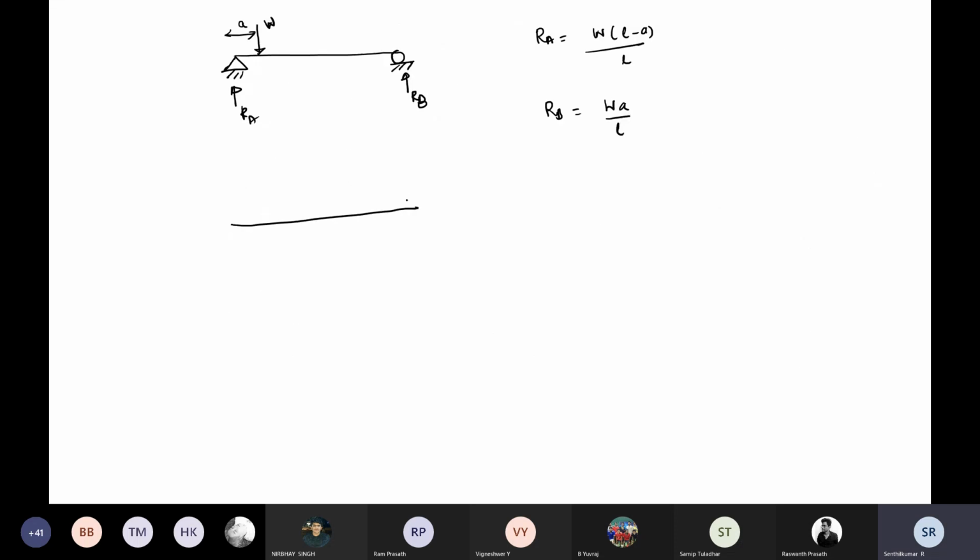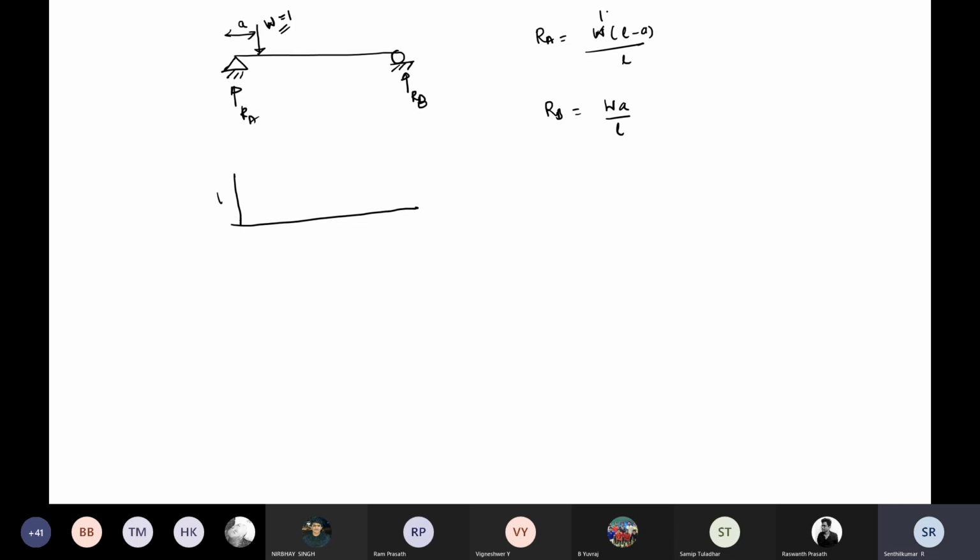How can I draw the diagram? Now I can put a equal to 0. At a equal to 0, that means W is exactly at this point. What will be my RA value? That is W. So instead of W, if I make the value 1, that is called the ILD, influence line diagram. I'm just making W as 1 ton. It can be 1 ton, 1 kilonewton, whatever. I'm keeping this as 1. So just the ordinate; forget about the unit. Just 1.